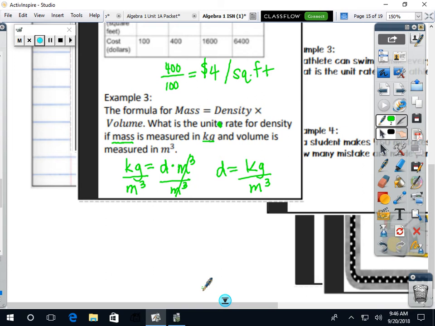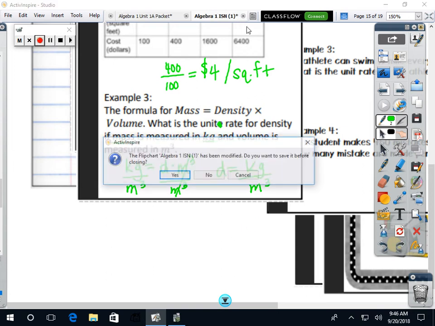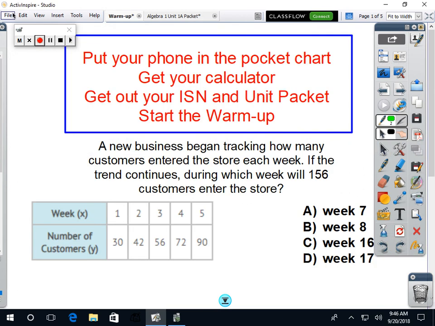Okay, now we're going to practice some of these problems in your packet. So go ahead and get out the new packet that I gave you and turn to page 1.